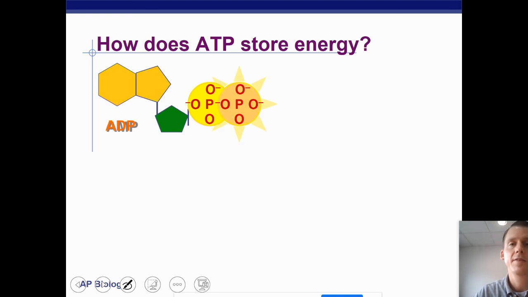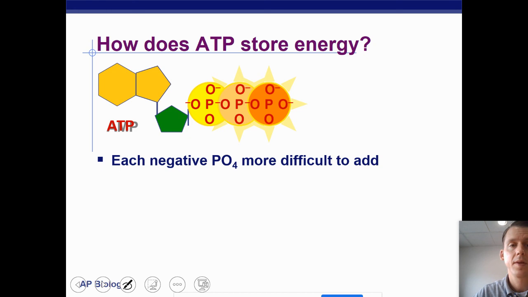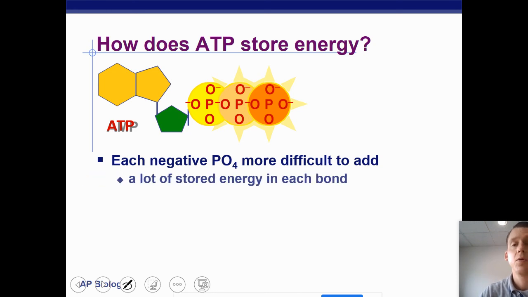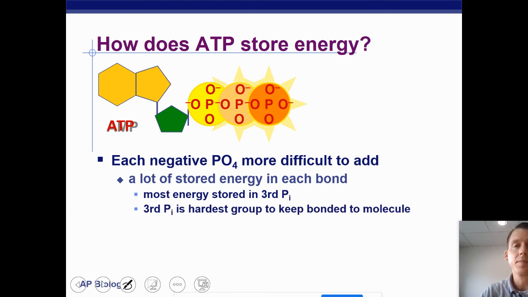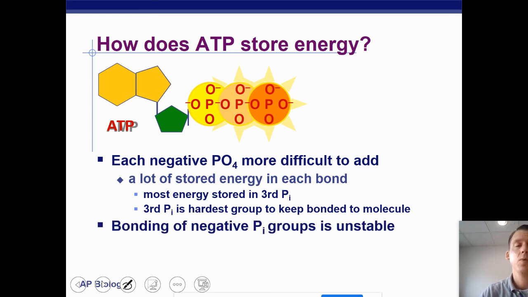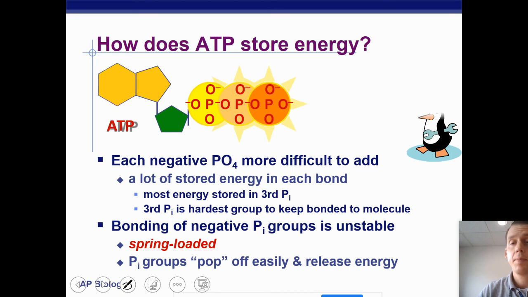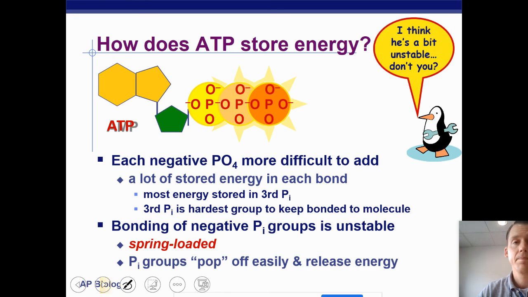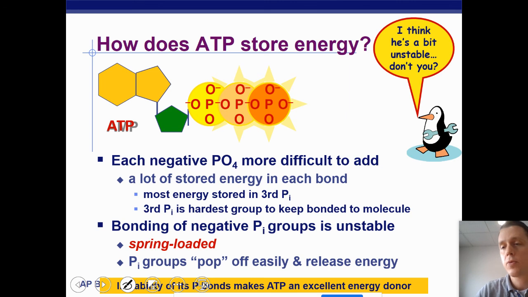Adding on those phosphates stores the energy because those phosphates are very unstable. Each negative PO4 is difficult to add, and there is a lot of stored energy in each bond. Most of it is stored in that 3rd bond connecting the 3rd phosphate. And the 3rd phosphate is the hardest to keep on there because it is so unstable. It wants to go away. The bonds of the negative phosphate groups are unstable, spring-loaded, and can pop off easily to release energy, which makes ATP a great molecule for releasing energy.